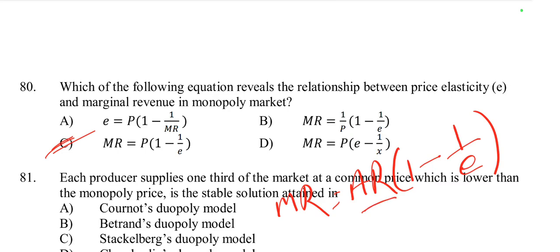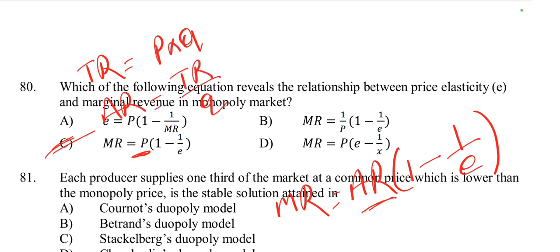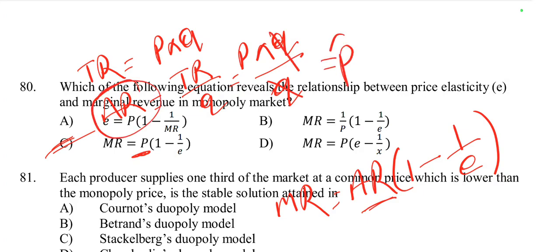How? Here AR means price, because we know that TR, total revenue, is equal to P into Q, and AR is equal to TR, total revenue, by total quantity. So P into Q by Q, Q cancels, only P remains. So average revenue is equal to price. In place of average revenue, it is written as price. So option C is also right. MR is equal to P into 1 minus 1 by E. This is the equation.